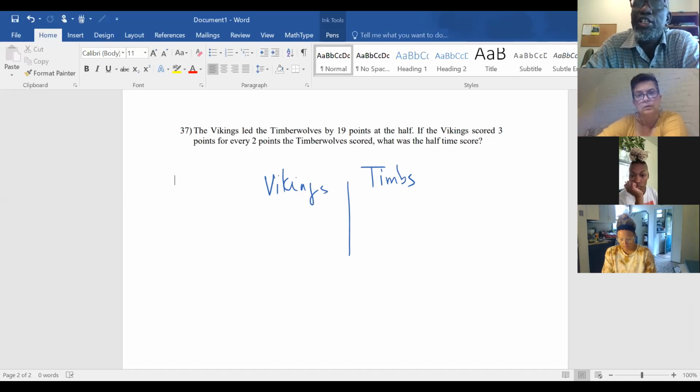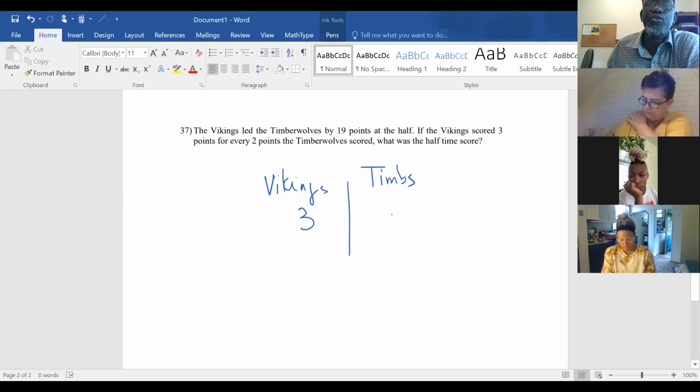But we know the ratio of scoring. The ratio is 3 points every time the Vikings scored 3 points. How much did the other team score? Only 2, right?